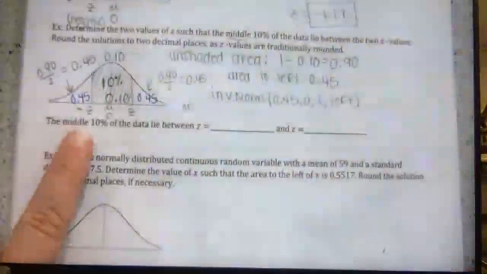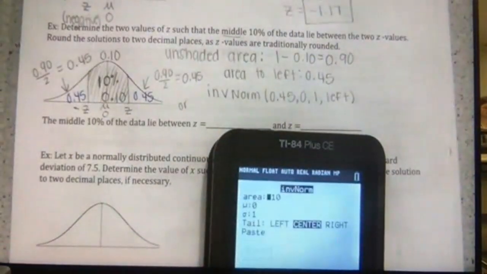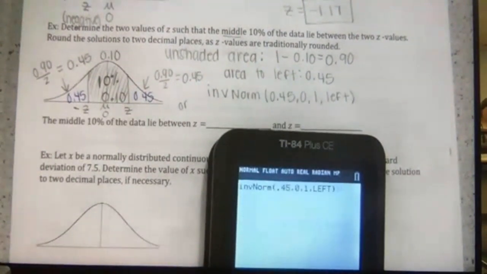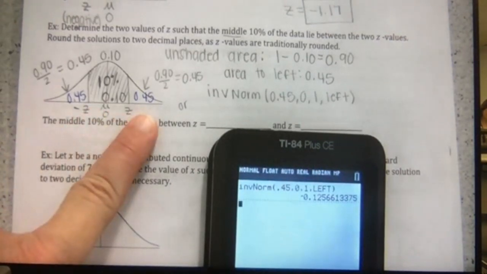Or if you have a calculator like mine where you have the option for, let's do that first. Second bars, inverse norm, 0.45, 0 and 1, area to the left, pressing paste, pressing enter. We get negative 0.1256, which will round to negative 0.13. So if that's negative 0.13, this is going to be positive 0.13.